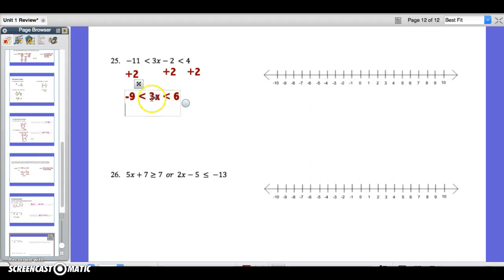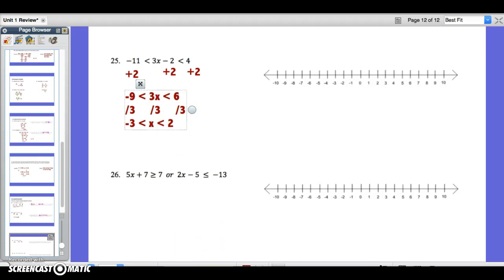Now I'm still trying to isolate this x, and it's 3 times x. The inverse operation to multiplication is division. I have to divide by 3 here, divide by 3 here, and divide by 3 there. When I do that, I'm left with negative 3 from the negative 9 divided by 3, is less than x, which is now isolated, which is less than 2, because 6 divided by 3 is 2.